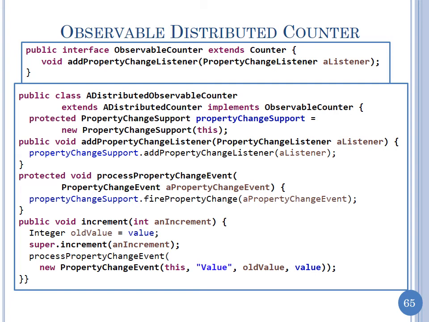Okay, so you have property change support that actually stores the listeners, and we have the increment method that creates events and passes them to them. Okay.